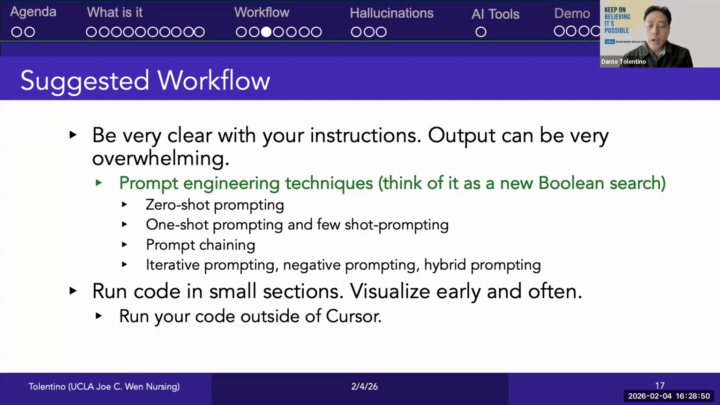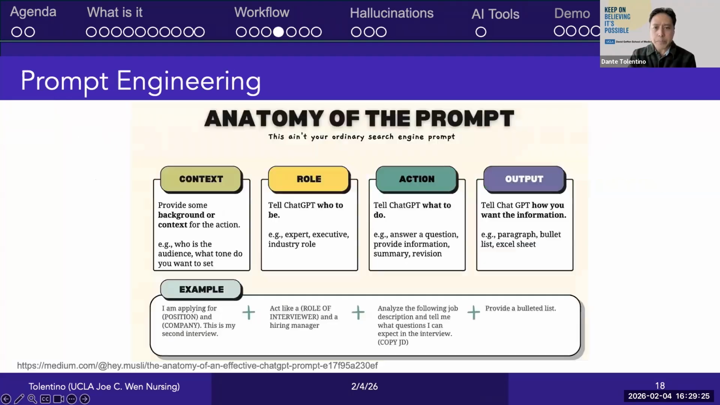And so to do this, you really need to employ different types of prompt engineering techniques. You've probably heard of a lot of these: zero-shot prompting, one-shot prompting, few-shot prompting, prompt chaining, iterative prompting, negative prompting. If you haven't heard of those terms, I do have a lot of references or resources to share. If you just want to know how to do those, I can share them with Monica to share with the group. But prompting really becomes a very critical skill when you're doing vibe coding.